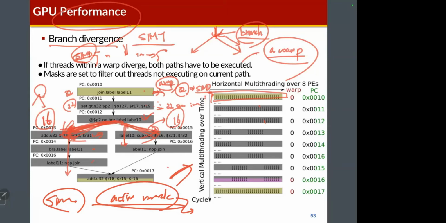And what's the problem? When this warp instruction is executed, the IPC, instructions per cycle, can be 32, just 32. But when this warp executes the instruction 0x0013, then the IPC becomes 16. The IPC is decreased, and when the IPC is decreased, the GPU performance is also decreased.